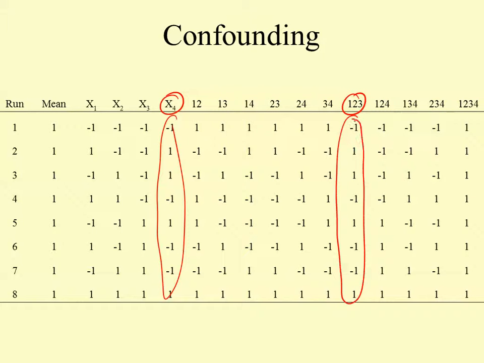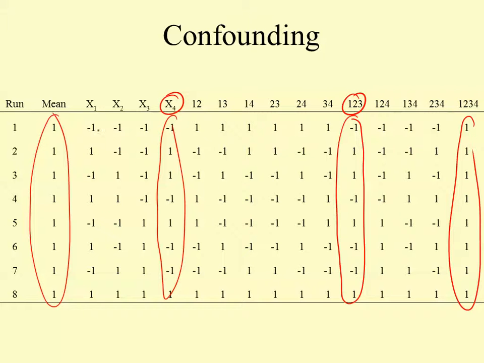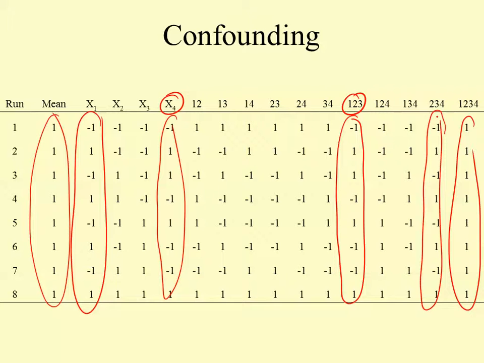Take a minute and start figuring out other things. What's the mean confounded with? The four-way interaction. What's x1 confounded with? 2, 3, 4. You see the symmetry happening there? I drew it perfectly straight, that's really nice. All right. So there's symmetry happening there. The 1, 4 interaction and the 2, 3 interaction are confounded, right?